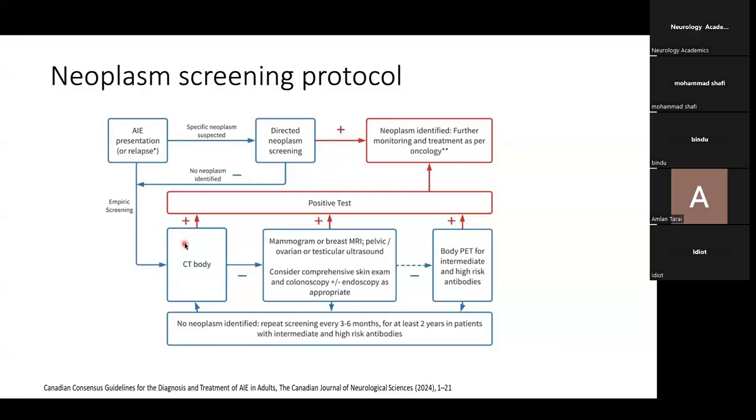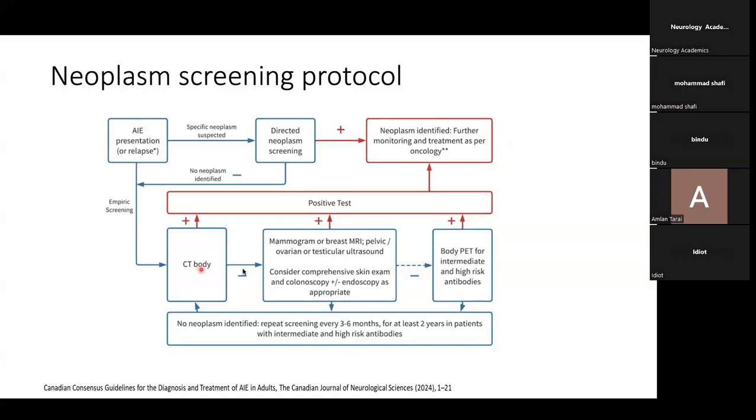In that case, we go for an extensive study like CT scan of the brain and CT of the body. If CT of the body is negative, go for mammography or breast MRI, pelvic or ovarian and testicular ultrasound, and consider comprehensive skin examination and endoscopy. If all these reports are negative, go for body PET scan. Body PET scan is actually more significant when an intermediate or high risk antibody is present.